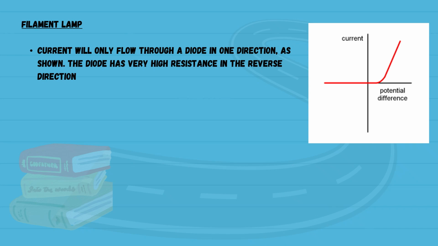For a diode, the current will only flow through in one direction. As shown, the diode has a very high resistance in the reverse direction.